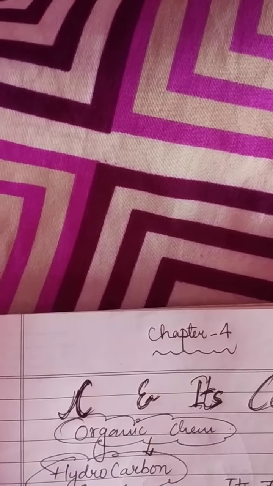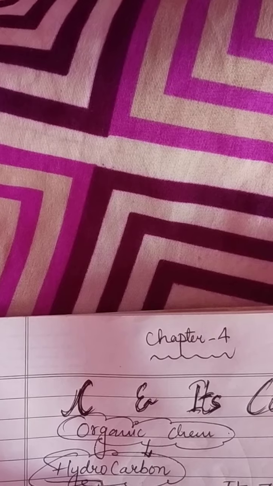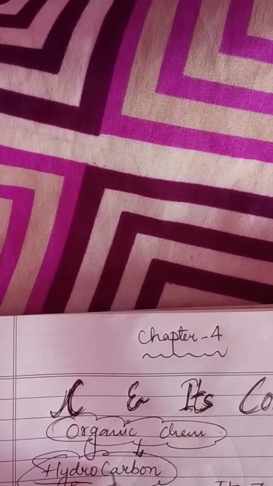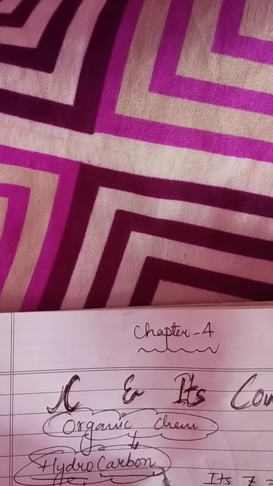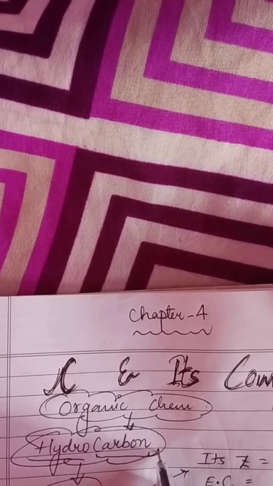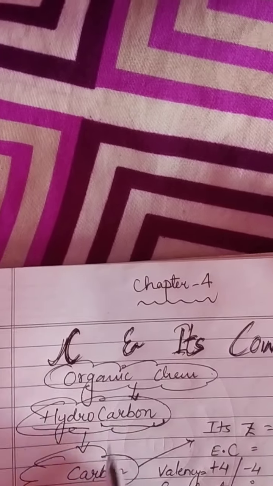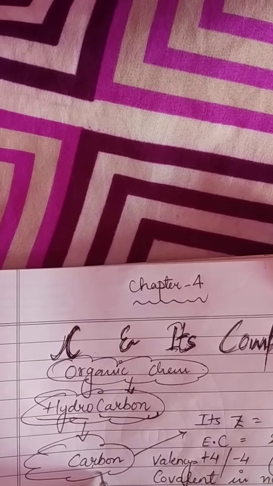As the name indicates, hydro means hydrogen, atomic number 1, the first element of the periodic table, and carbon. When we study hydrogen and carbon atoms together, it is called hydrocarbons. Mainly, especially, we use carbon. Here the chapter is carbon, right? So there are basic properties of carbon.